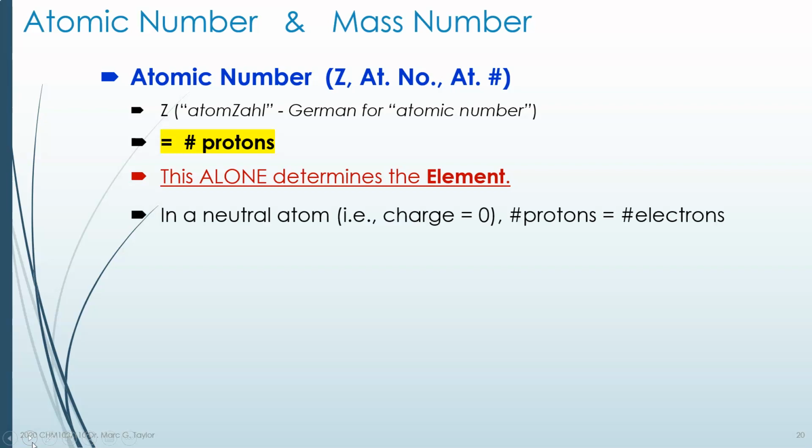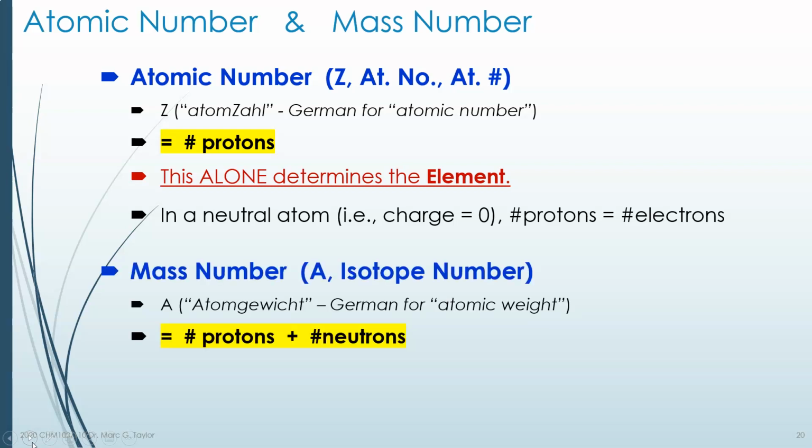In a neutral atom, that is, the charge is 0, the positive charges from the protons must be exactly equal to the negative charges of the electrons. So in a neutral atom, the number of protons will be exactly equal to the number of electrons.